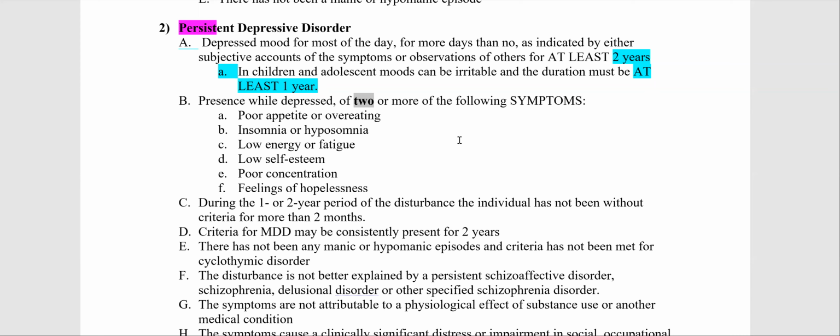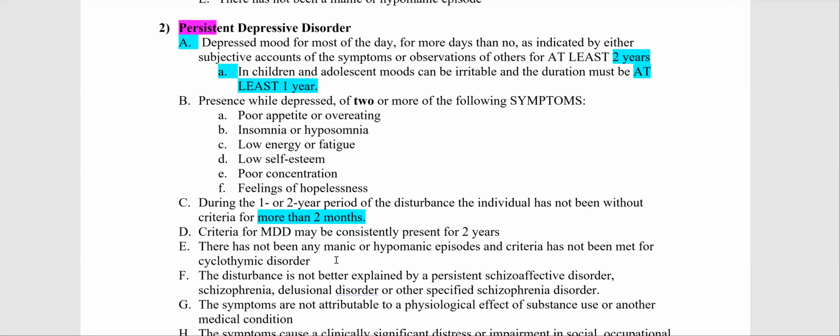So during the 1-year period for the children or 2-year period for the adults of the disturbance, the individual has not been without criteria for longer than 2 months. So if somebody has been in remission from the depressive disorder for more than 2 months, the clock would start back over and they would actually be major depressive disorder, not persistent depressive disorder. So if they have that more than 2-month period, it resets the clock. So criteria for MDD may be consistently present for 2 years. So it could be a handoff of they had major depressive disorder, and it's been longer than that 2-year period or that 1-year period for children and adolescents.